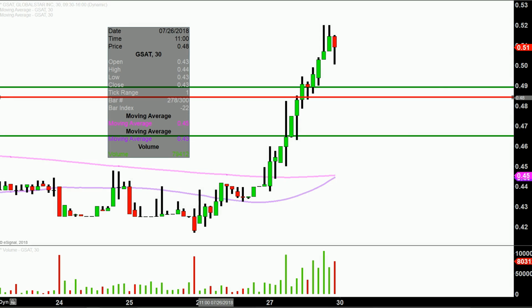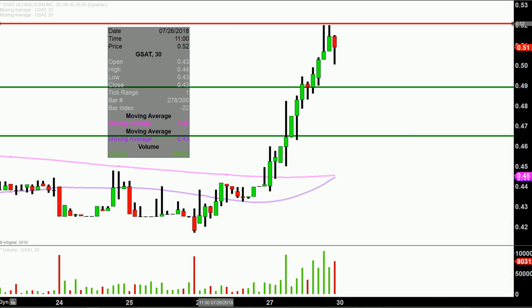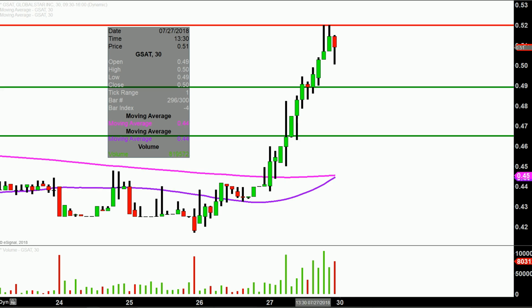In terms of where the sellers are hanging out at, pretty straightforward at this point in time. That's right up there at 52 cents. You can see a couple times today the bulls did try to fight through 52 and couldn't quite do it. So that'll be public enemy number one going forward.